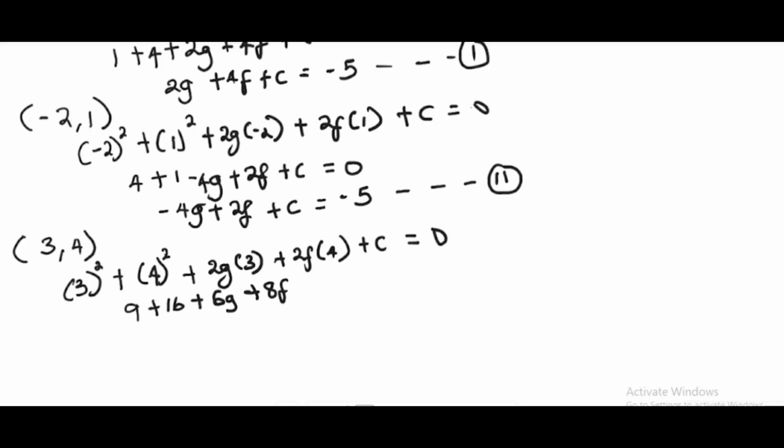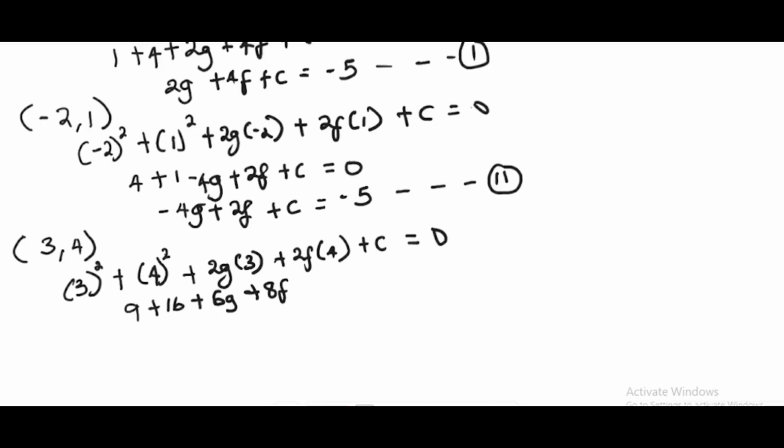So just like we did in the previous equations, 6g plus 8f plus c will be equal to, 9 plus 16 will give us, sorry, 25 rather. So when we take 25 to this side, we'll have minus 25. So we label it equation 3, right?